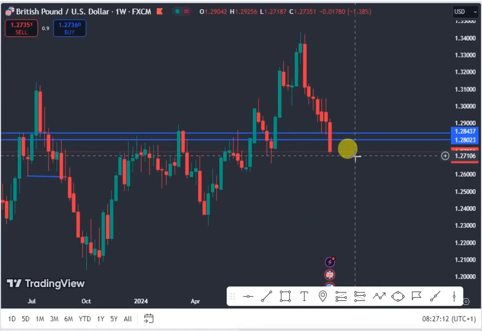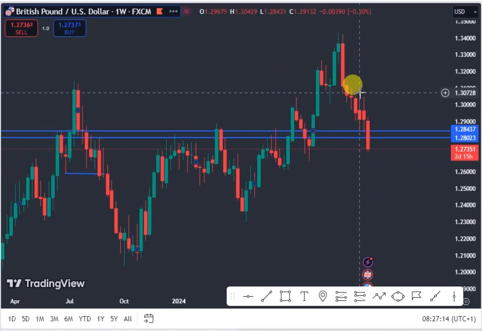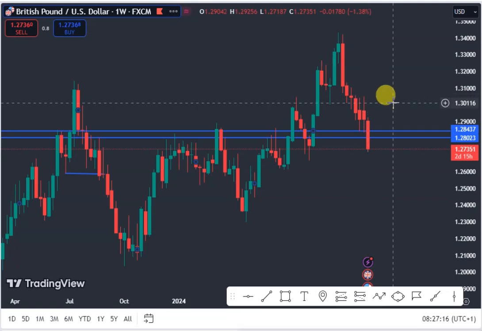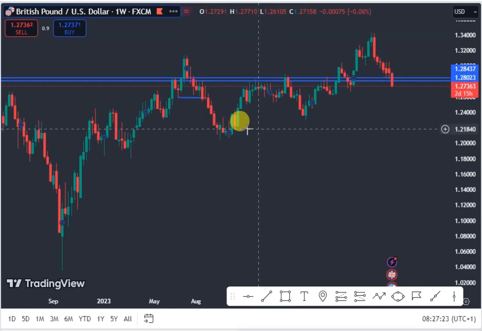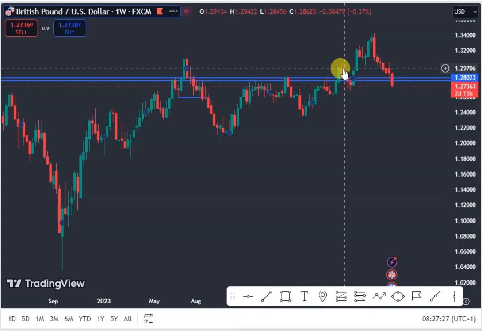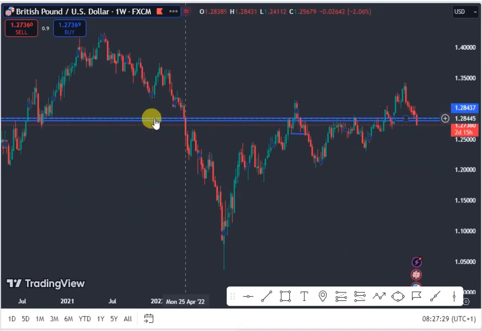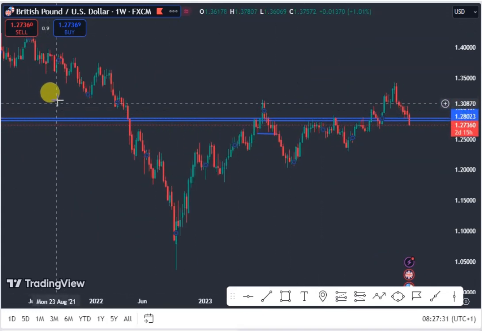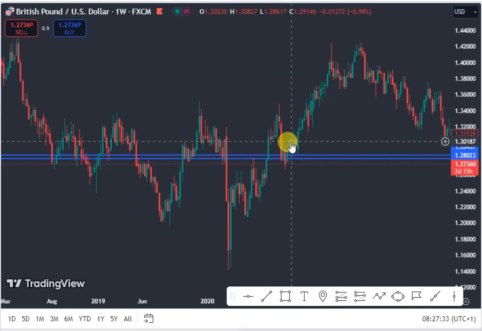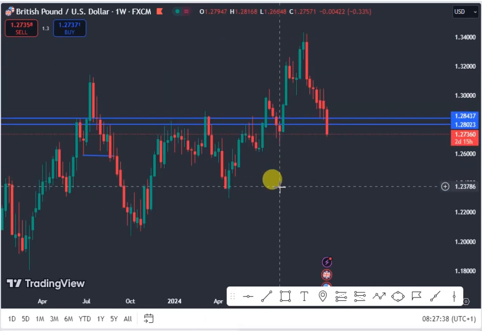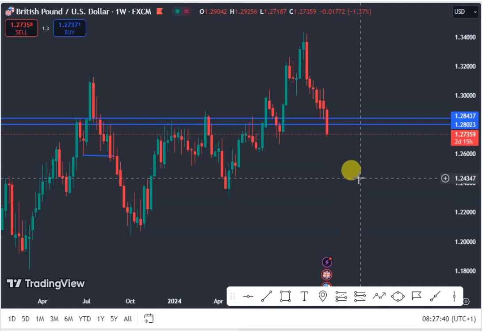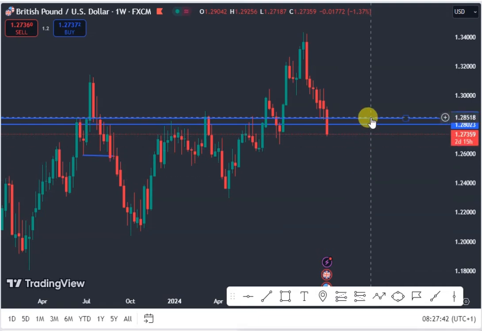On the weekly chart, Great British pound USD also indicates a bearish trend. You can see price closed on this resistance level on the weekly chart. So long as price closes on this resistance level, we expect price to continue to push lower. We have a resistance level at this area too. You can see price closed on this resistance level. So long as price closes on this resistance level, we expect the Great British pound USD to continue to push lower.